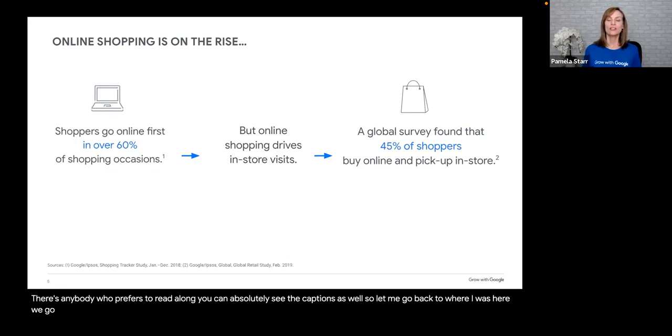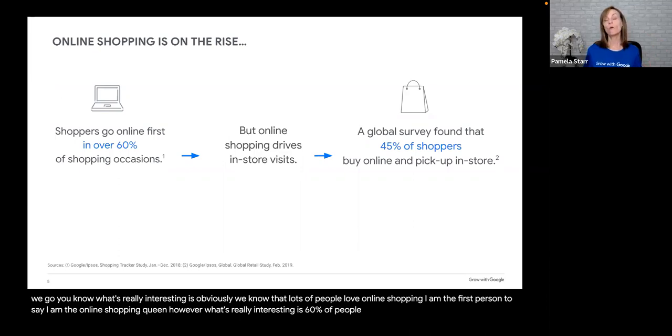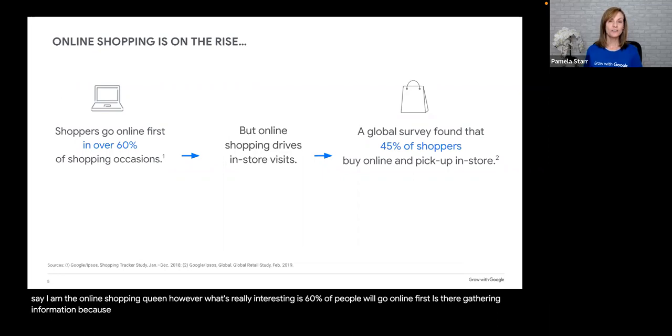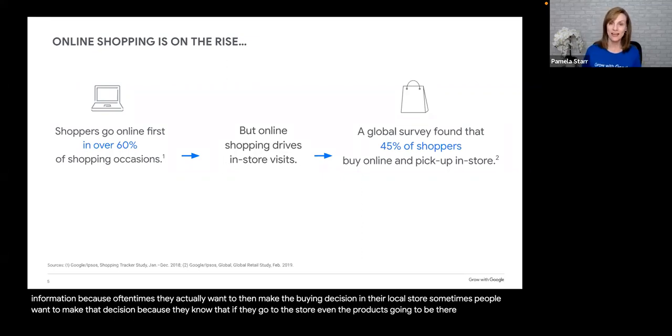Here we go. You know, what's really interesting is obviously we know that lots of people love online shopping. I am the first person to say I am the online shopping queen. However, what's really interesting is 60% of people will go online first, but oftentimes what they're doing is gathering information because they actually want to then make the buying decision in their local store. Sometimes people want to make that decision because they know that if they go to the store, the product's going to be there or it's not going to be there.